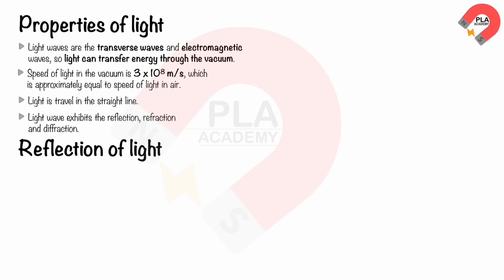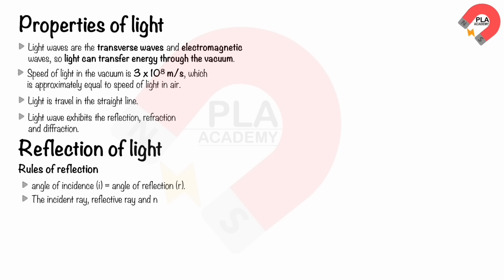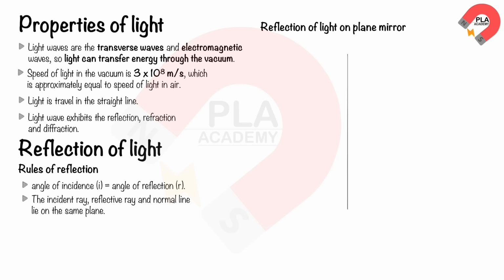Reflection of light. From the previous section, 3.1 Properties of waves, we know the rules of reflection: the angle of incidence, i, is equal to the angle of reflection, r. The incident ray, reflected ray, and normal lie on the same plane. From this rule, candidates should be able to draw the diagram of reflection of light on a plane mirror.